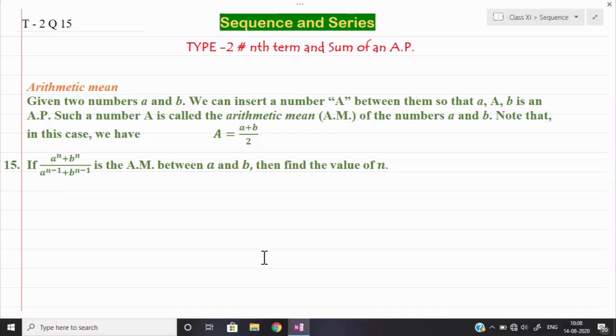See, before I start this question, we should know the definition of arithmetic mean. I think I have covered this definition in the beginning of exercise 9.2. But once again we can discuss, because now this definition is actually going to apply over here. They are saying, given two numbers a and b, we can insert a number A, capital A, between them so that small a, capital A and small b is an AP, such a number A is called the arithmetic mean.